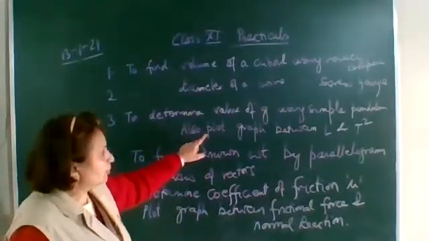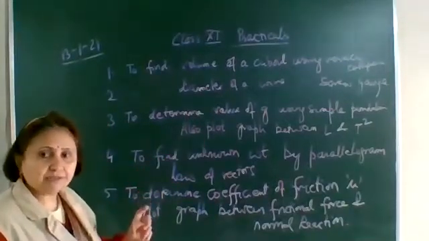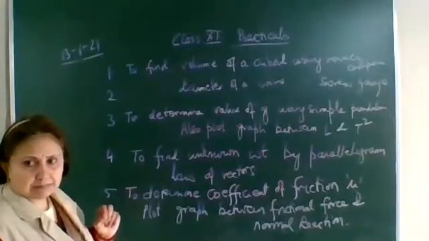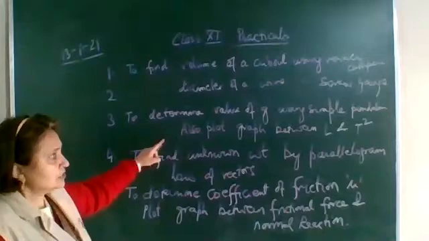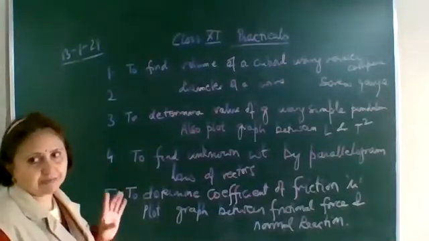Also, you have to plot a graph between L and T square. L is the length of the pendulum, and T is the time period. Time period means the time taken to complete one oscillation. So here we have to plot a graph between L and T square on the graph board.